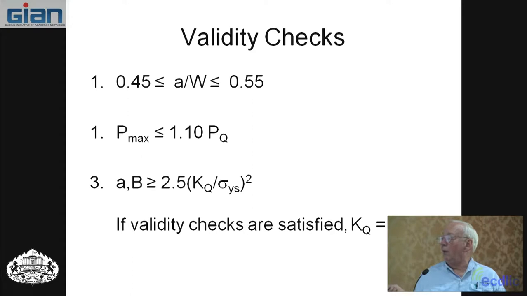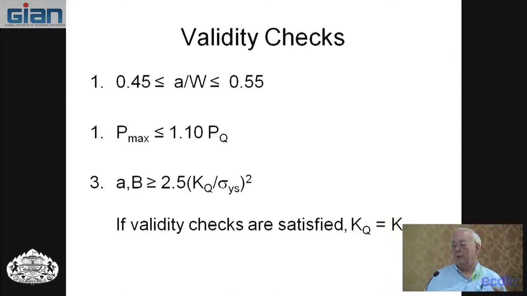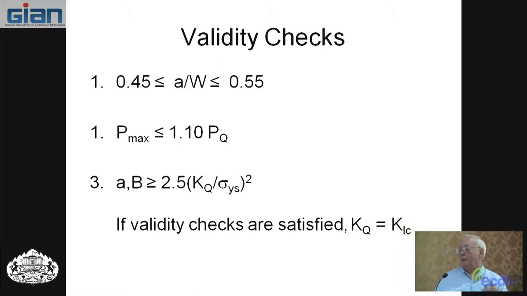Here are the three main validity requirements. I told you along the way, the machining tolerances, the fatigue pre-cracking, and all those have to be followed, but they're not always reported well, but these have to be reported. The initial crack a over W has to be about 0.5. That means halfway through. So it has to be between 0.45 and 0.55.